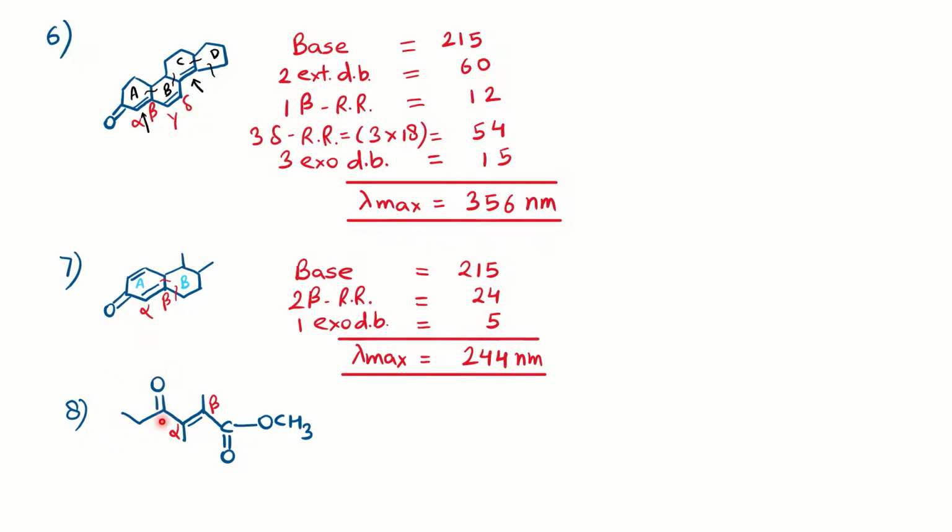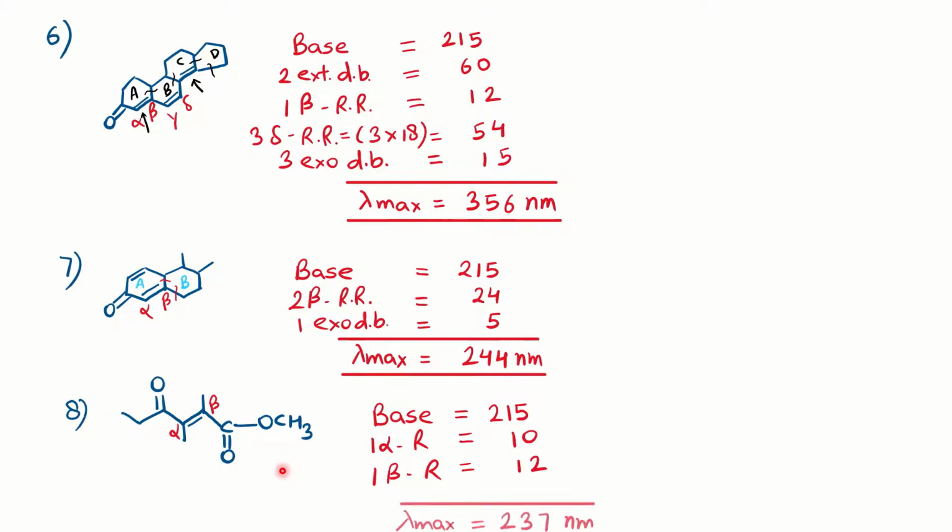So we will focus on the ketone functional group, and with respect to that, we will put the alpha and beta. The base value is 215. One alpha alkyl, one beta alkyl; you will have the values for that. It doesn't have exo because there is no ring system, no homodiene component, and no extended conjugated system. So that's it, and you can calculate the lambda max value for such molecules in this way.